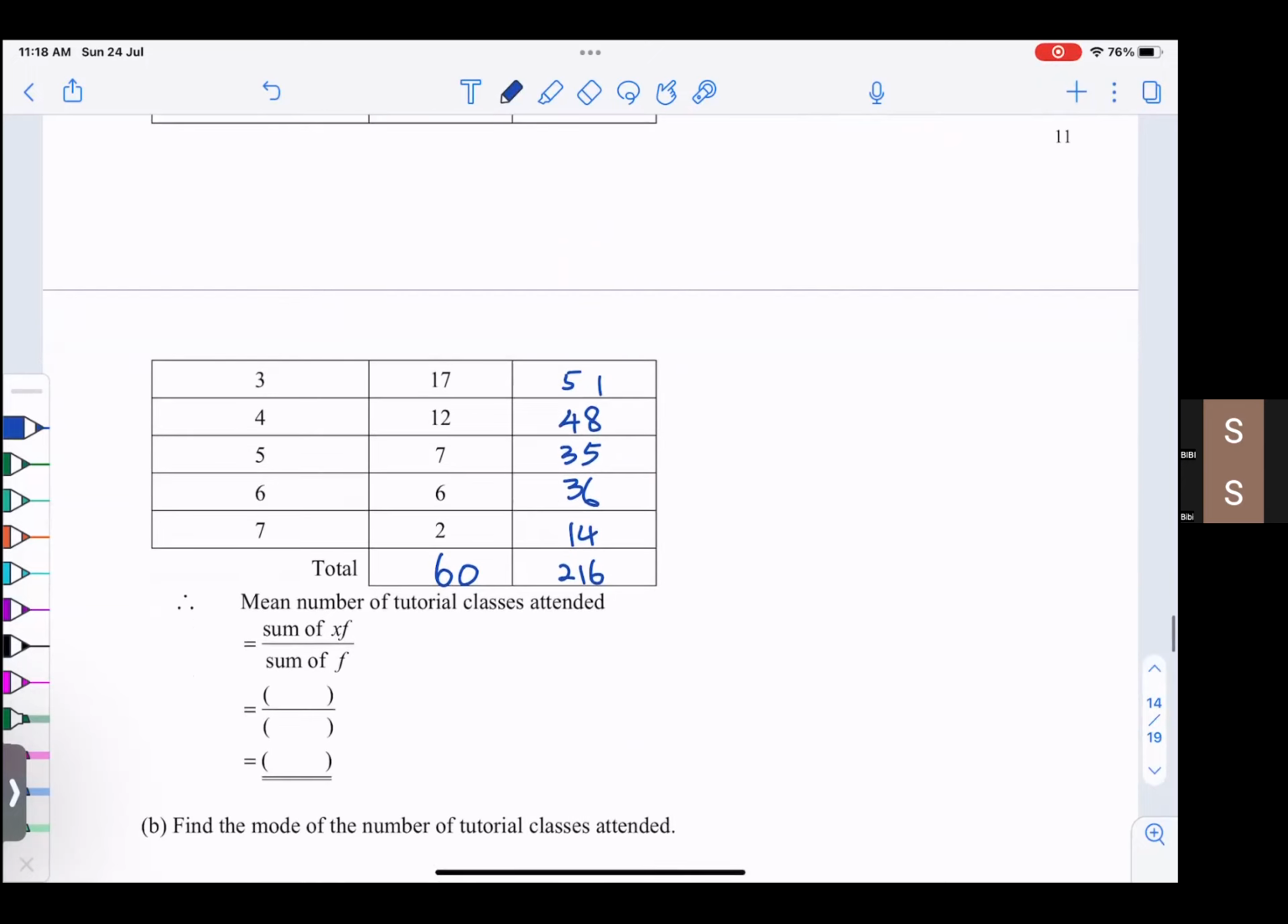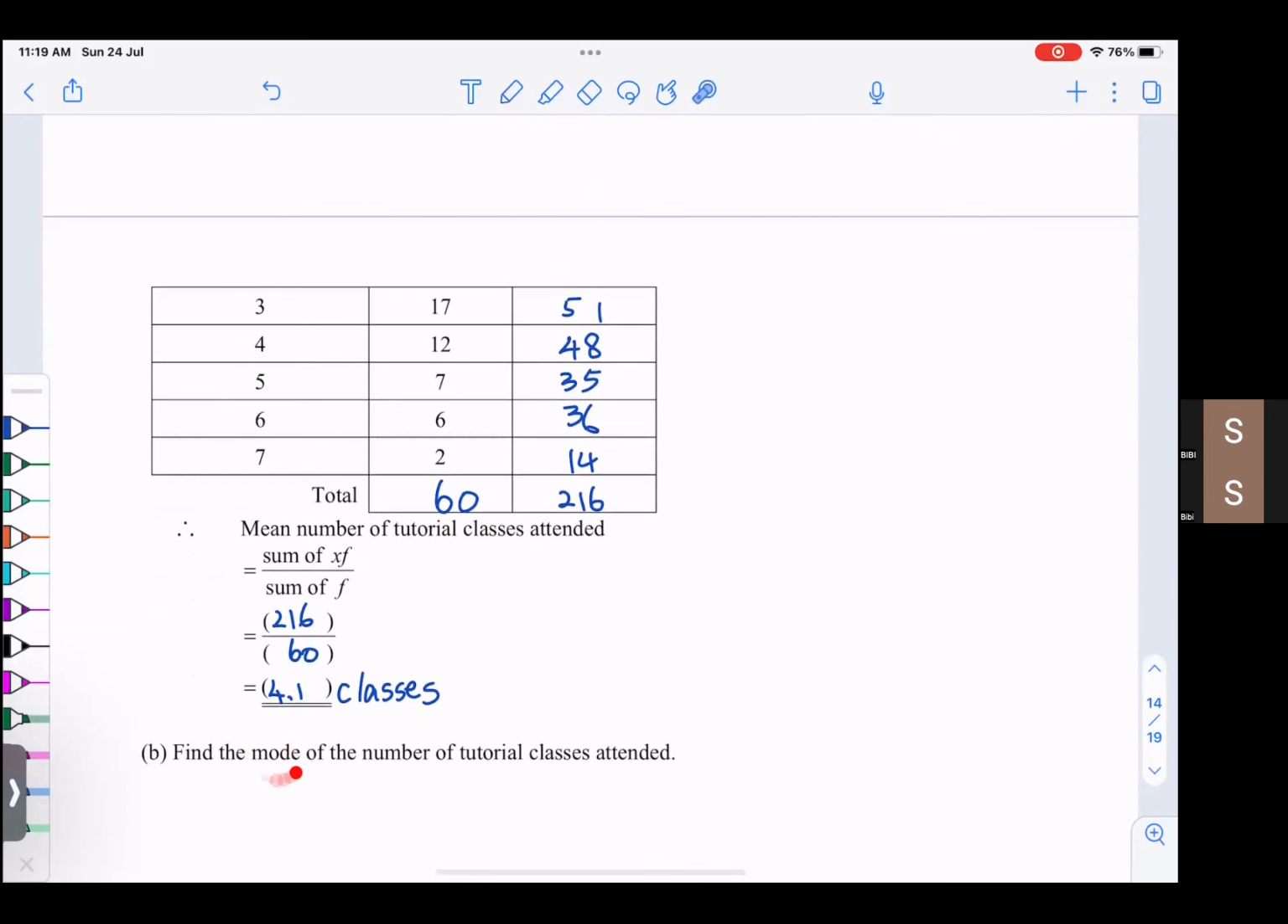And then to find the mean, it is the total value divided by the total frequency, the sum of the values over the sum of the frequency. The 216 over 60, which is 4.1. Remember to include the units because there are units. Okay, after you have the units, then we have to find the mode.